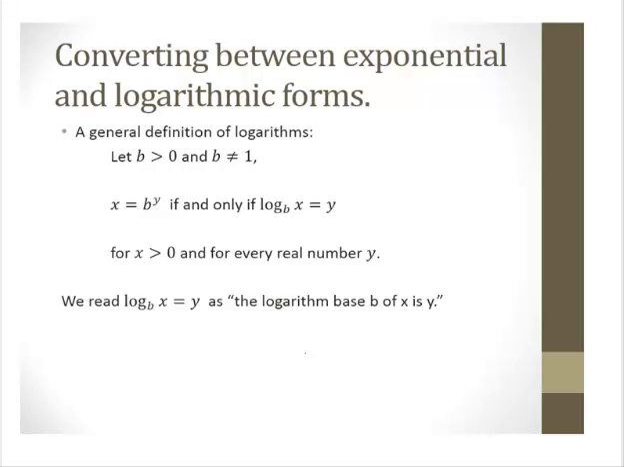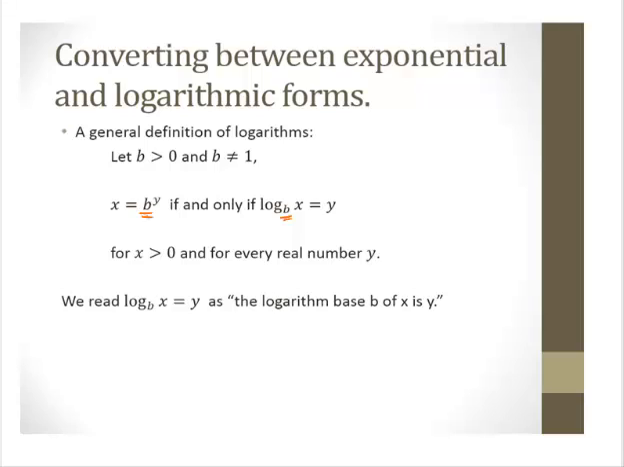All right, so a general definition of logarithms. Let b be positive and not equal to 1. An exponential form, x equals b to the y, is true if and only if the log base b of x is y. The logarithm base b of x is y. Notice in both of these forms, the base is the same number, right? The base on the exponential is the same as the base on the logarithm. And this is true for x positive and every real number y.